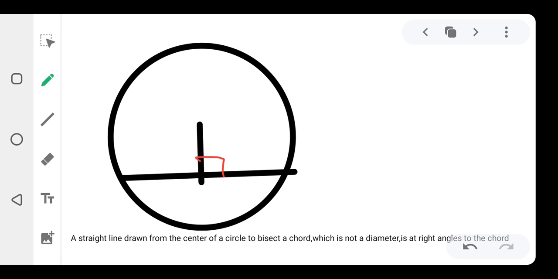So that's the explanation of this theorem. A straight line drawn from the center of a circle to bisect a chord, that is to divide it into two, where the chord is not a diameter, is at right angle to the chord. This is where we are going to start from. Let's say this is A and B, and let's call the midpoint M. By the time you do this, you discover it's going to form an angle, something like this. We are going to talk about it in our next videos, with some examples. Let me give one example before we end this video.